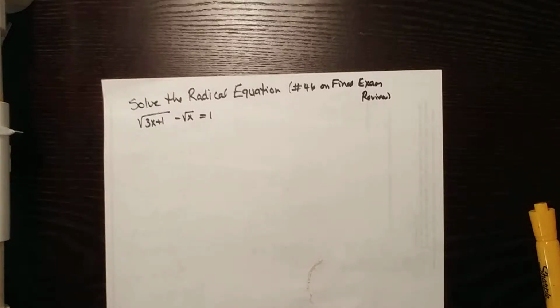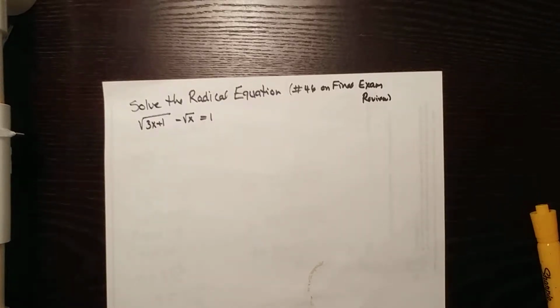This video is about solving radical equations. It happens to be number 46 on the final exam review. And so this equation has two radicals in it, which makes it just a little bit longer than an equation if it only had one radical expression. So how you solve this is you isolate one of the radical expressions.